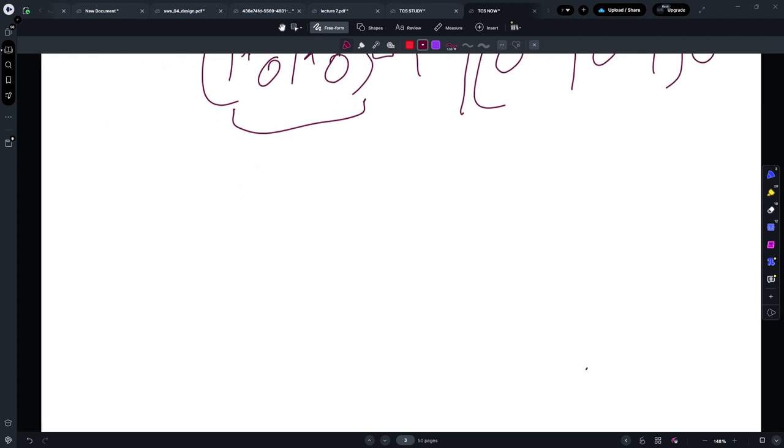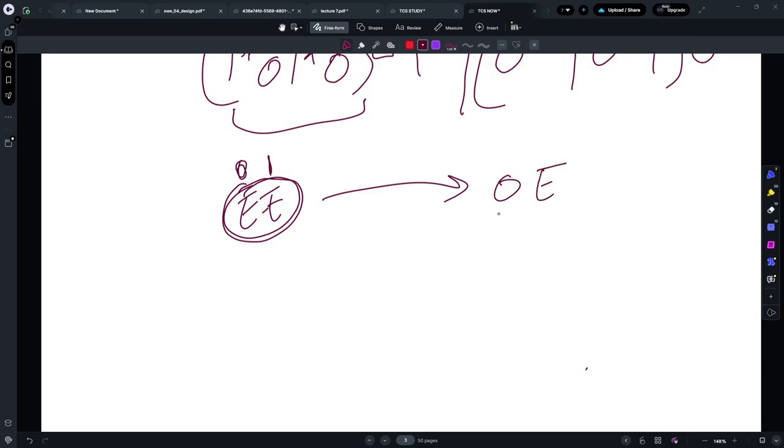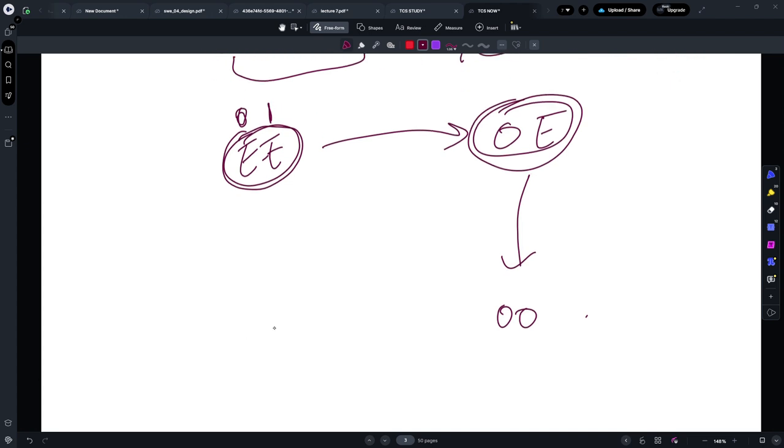Now if you were to design a DFA for it, we see EE here. This is a counter for 0, this is a counter for 1, and we make like this as an accepting state. Then we go here and we say OE and we accept it. Then we go here and then we say OO, and then we go in this position and we say EO.